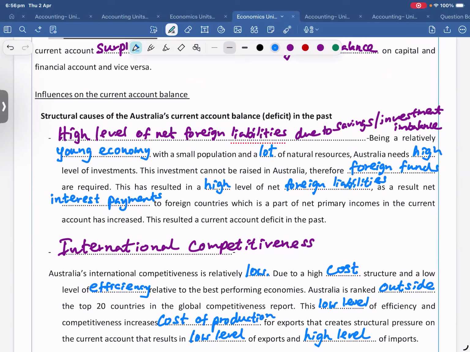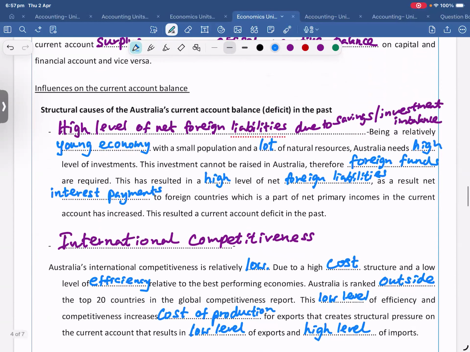What are the reasons for that? There are a few reasons. Those reasons we can subdivide into two main parts: the structural causes of the current account deficit and the cyclical causes. Structural means the composition or the setup, the setting of the Australian condition that is affecting the current account deficit.